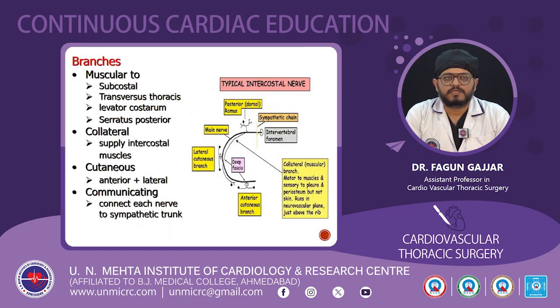Regarding the branches of the intercostal nerve, it provides muscular branches to the subcostal, transversus thoracis, levator costarum and the serratus posterior muscles. It also provides the collateral supply to the intercostal muscle. It provides cutaneous branches, the anterior and the lateral cutaneous branch, and a communicating branch which connects each nerve to the sympathetic trunk.